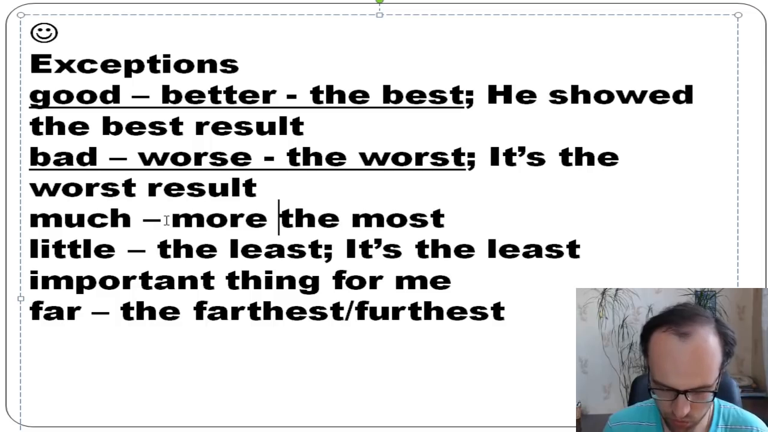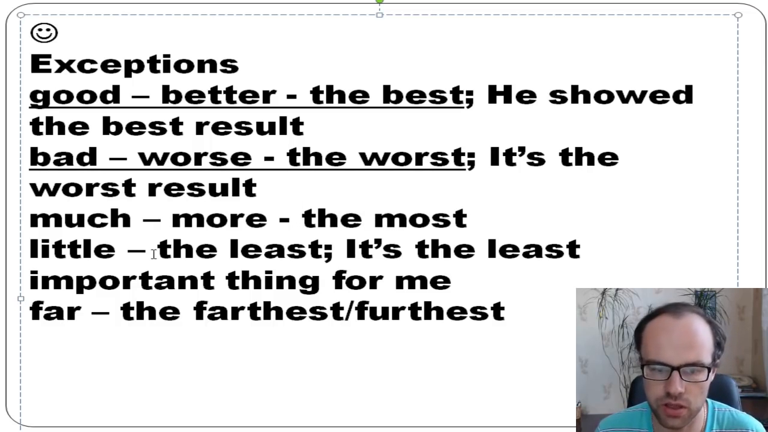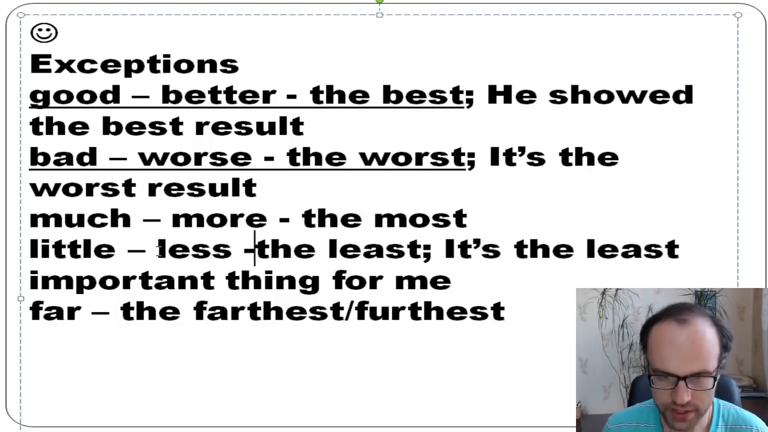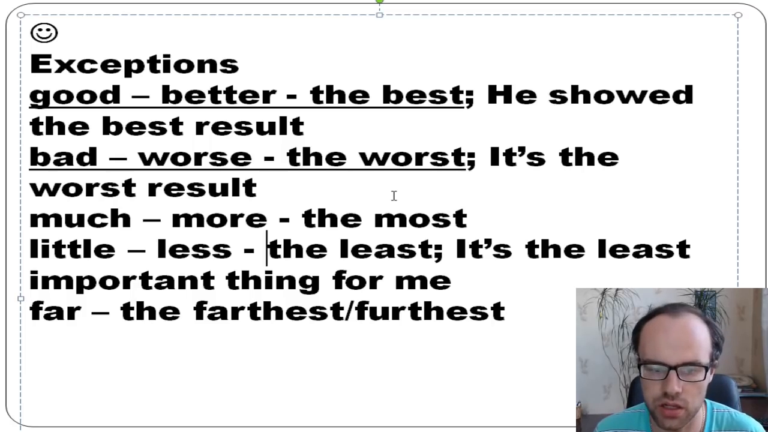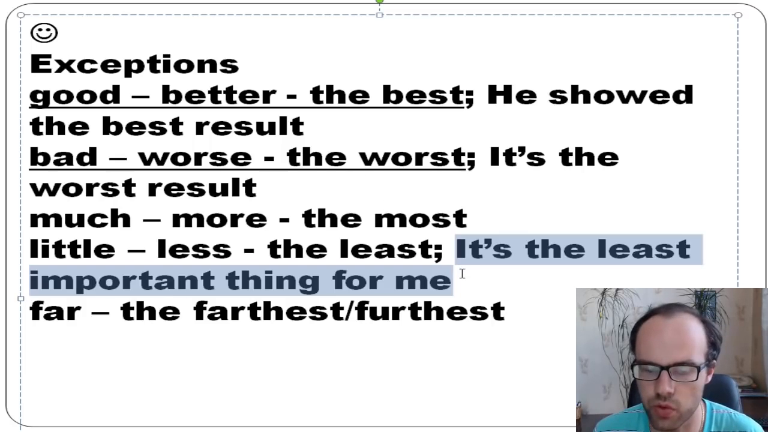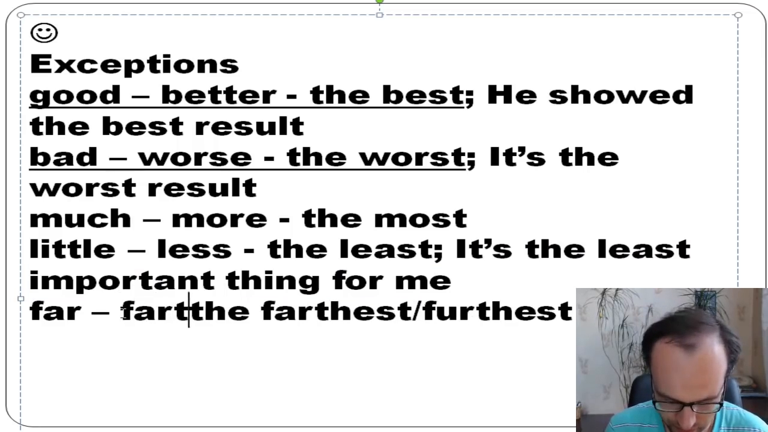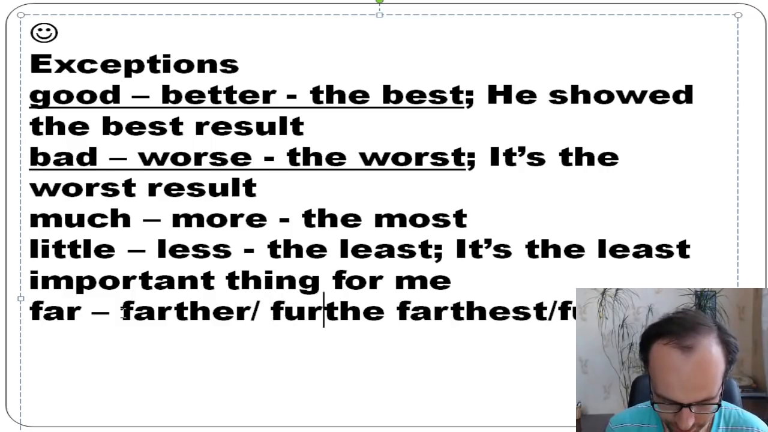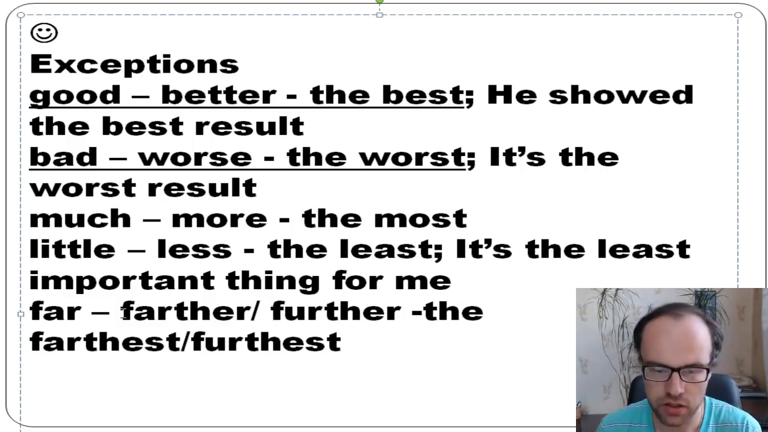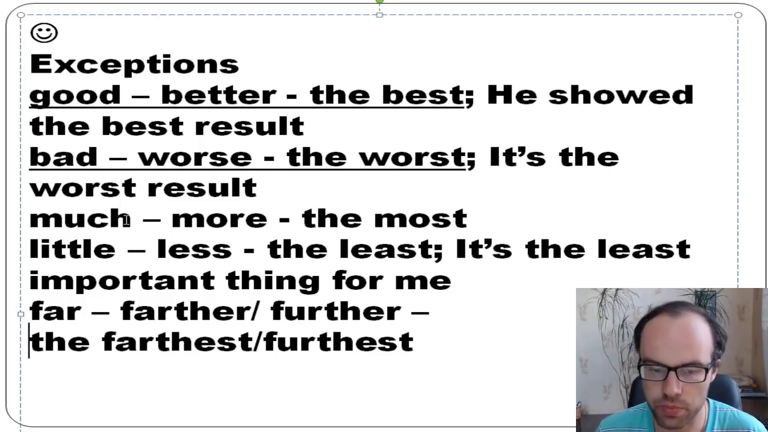Much, more, the most, okay? Little, less, the least, okay? So you can say it's the most important thing for me, or it's the least important thing for me, so it has the opposite meaning, okay? And far, so you can say farther, or further, and if you want a superlative form, so the farthest or the furthest. Good, very good.